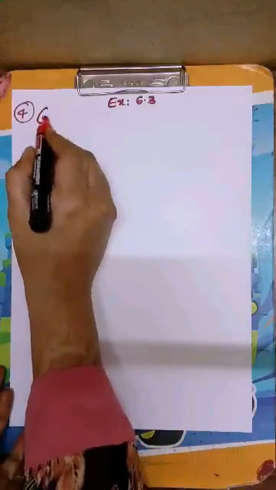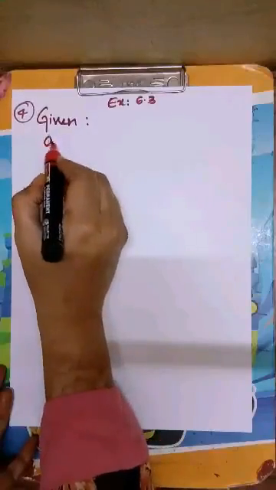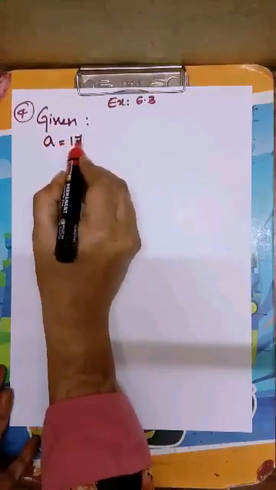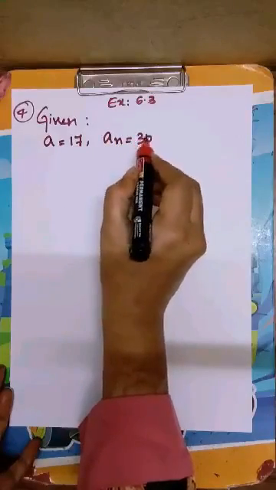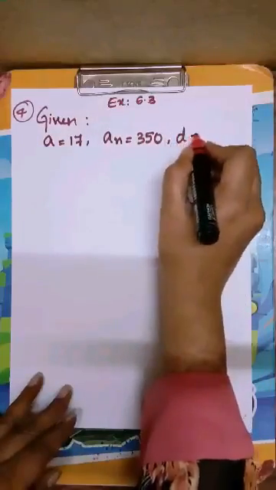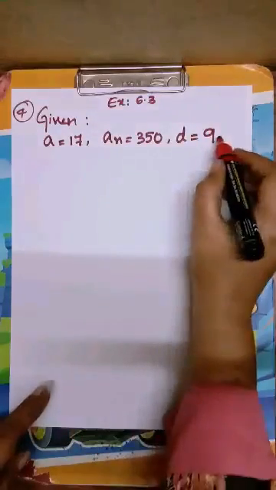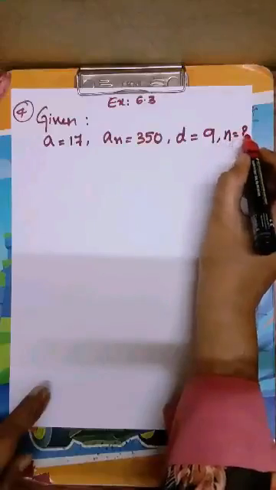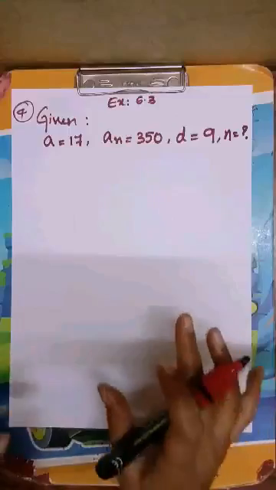What is given? The first term A is given, that is 17, and the last term AN is given, that is 350. The common difference D is also given. We have to find how many terms are there, we have to find N, and later on the sum of these terms.